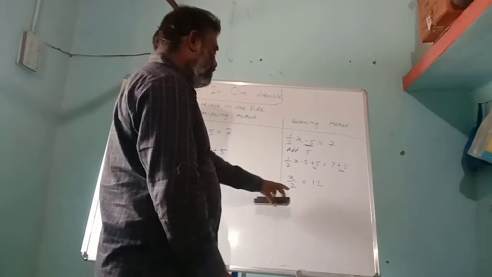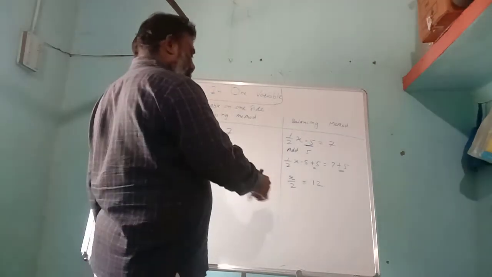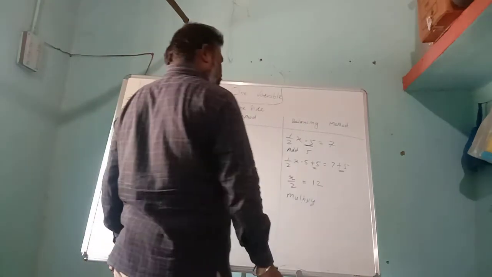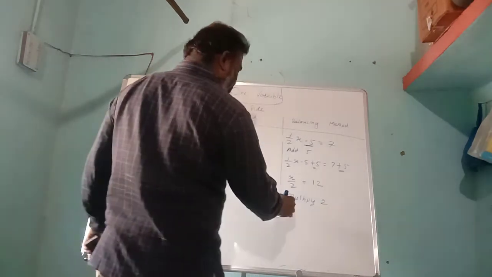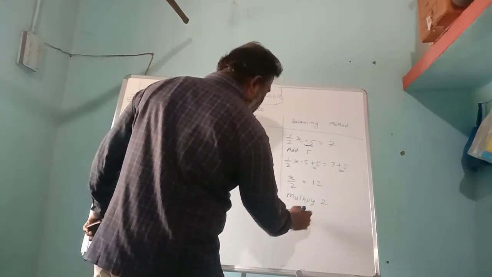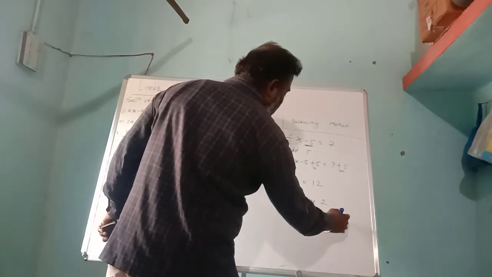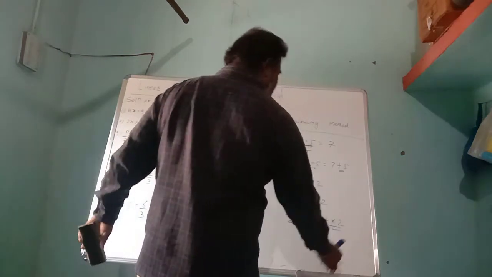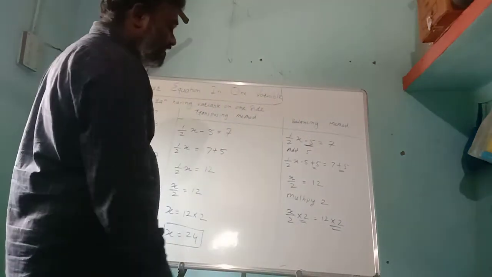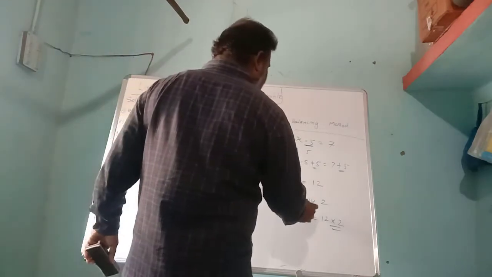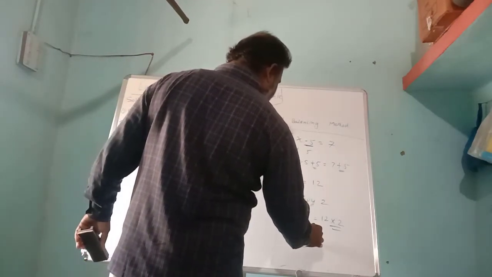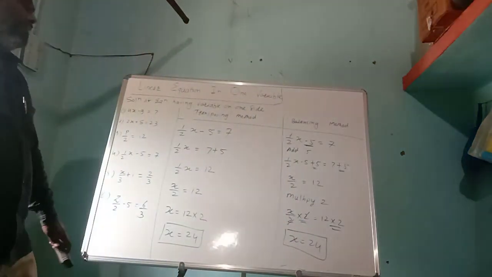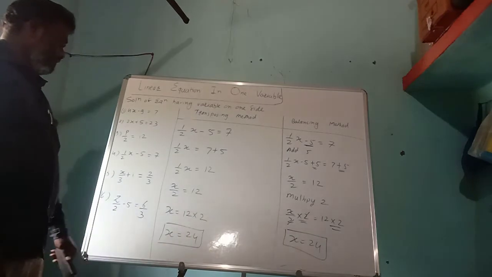Now I want to remove this 2 from the division. Hence multiply by 2. For removing the 2 in division, we have to multiply by 2. Hence x by 2 into 2 equal to 12 into 2. The same here, we carry out multiplication on the left hand side, and the same on the right hand side. The 2 gets cancelled. Hence x equal to 12 into 2 is 24, the solution of the provided linear equation.